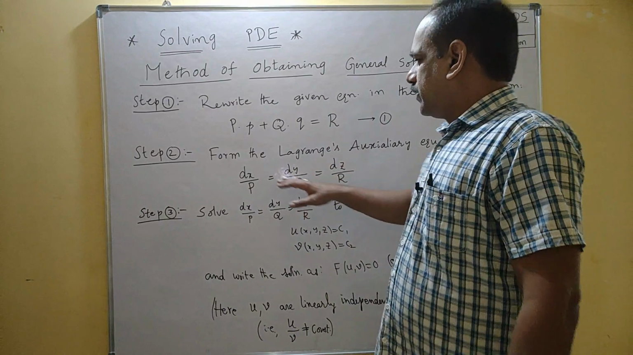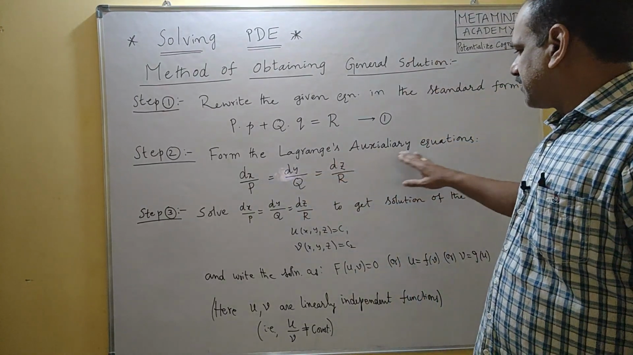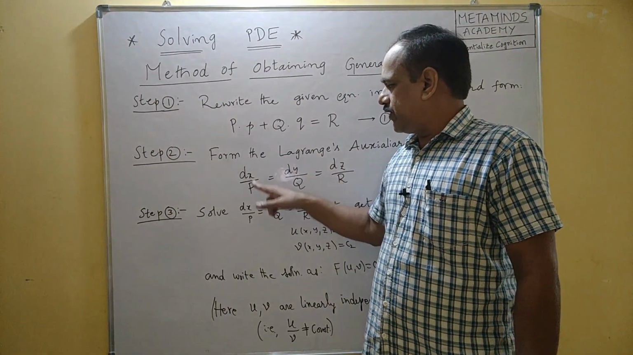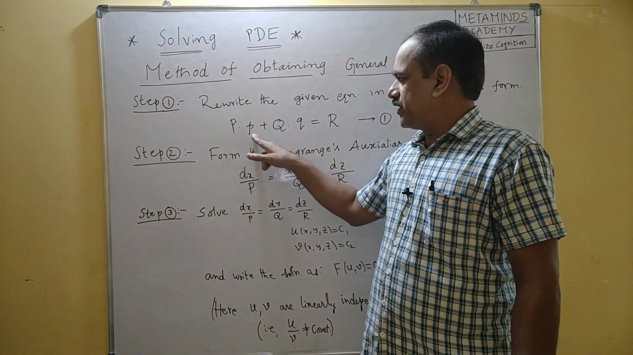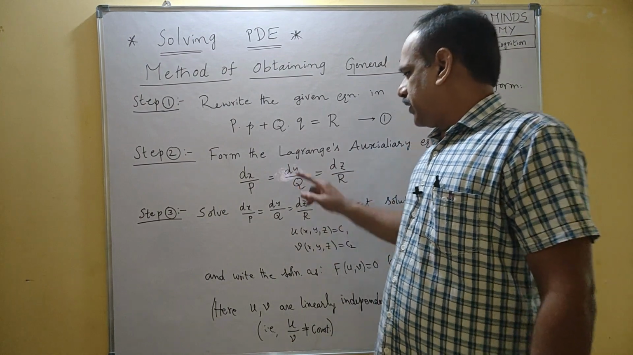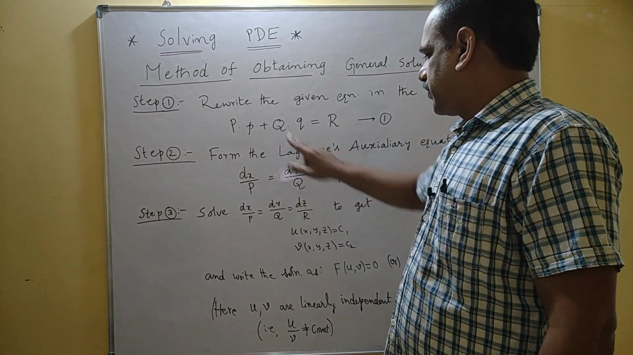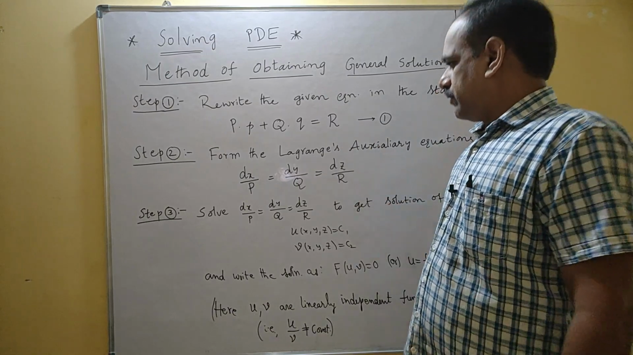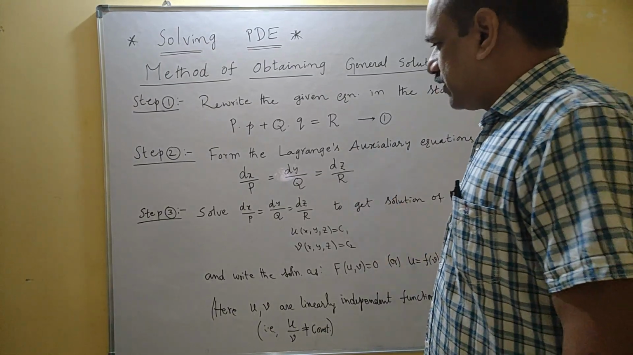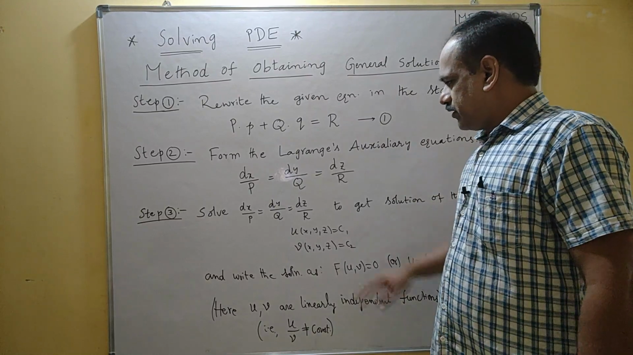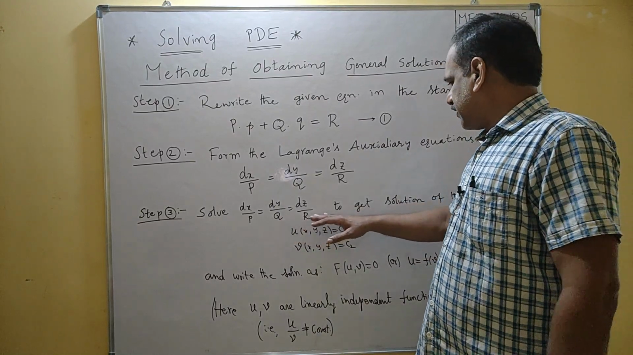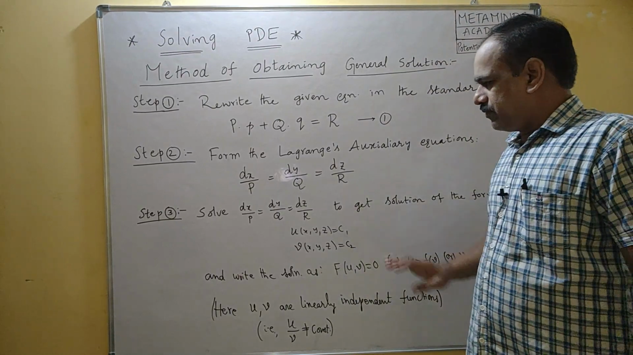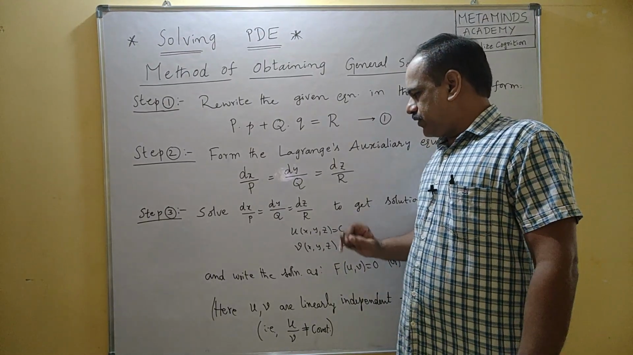And then you write the Lagrange's auxiliary equations. They are dx by P, where p is the quotient of dou z by dou x, dy by Q, equal to dz by R. Once you write the auxiliary equations, solve these simultaneous Lagrange's auxiliary equations to get the solution of the form u of x, y, z equal to c1.